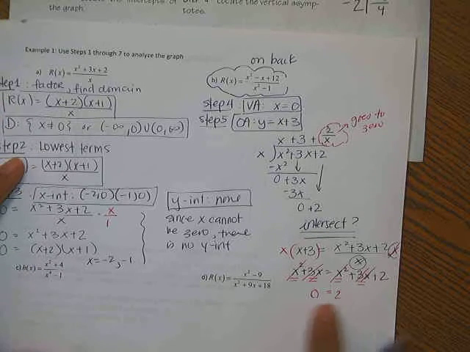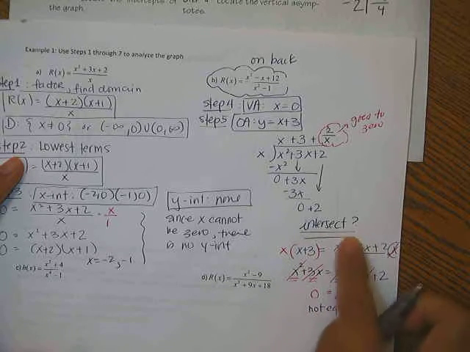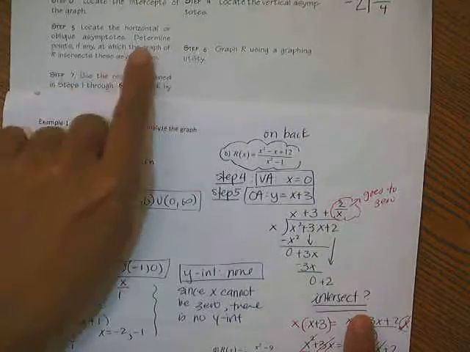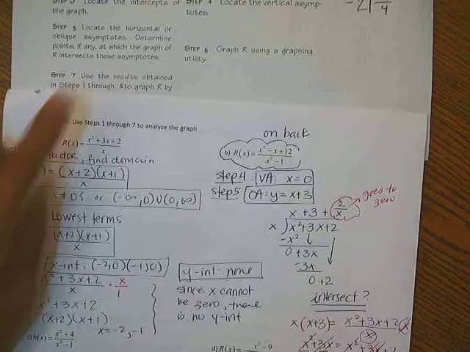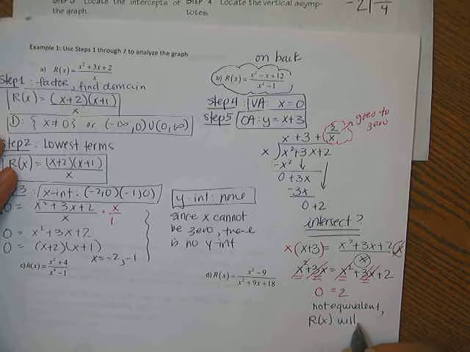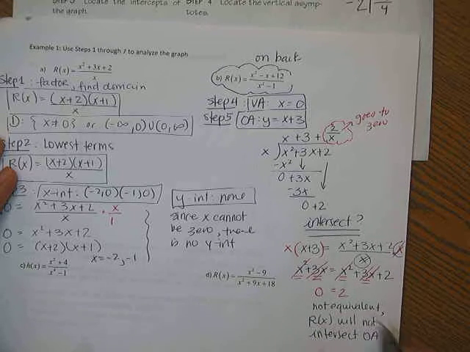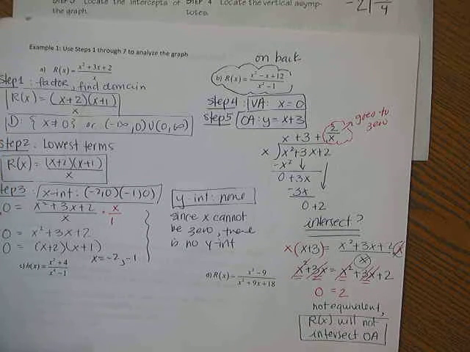Okay. Since this is not equivalent, it does not intersect. So we're going to say, determine points, if any, at which the graph of R intersects these asymptotes. So not equivalent, so I'm going to say R of x will not intersect the oblique asymptote. Okay. So that's going to be my second answer of step 5, still in step 5.